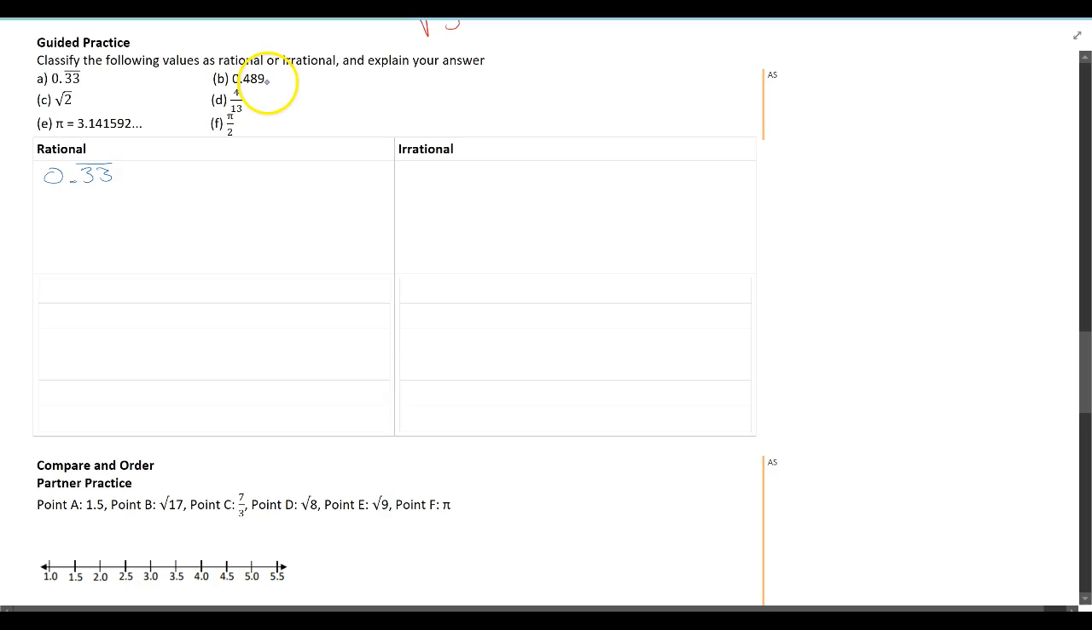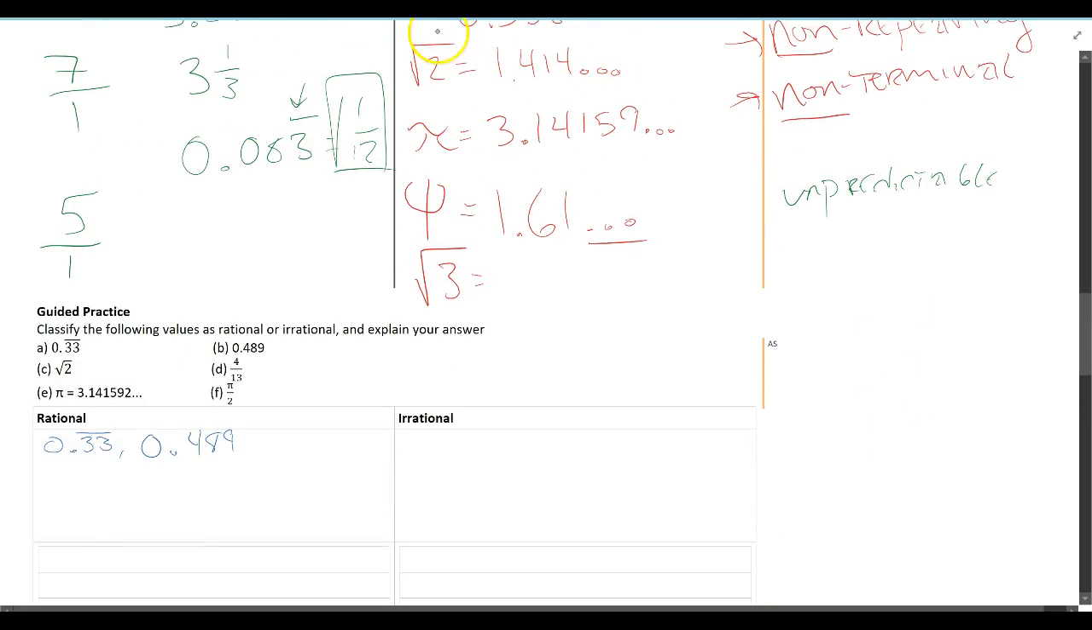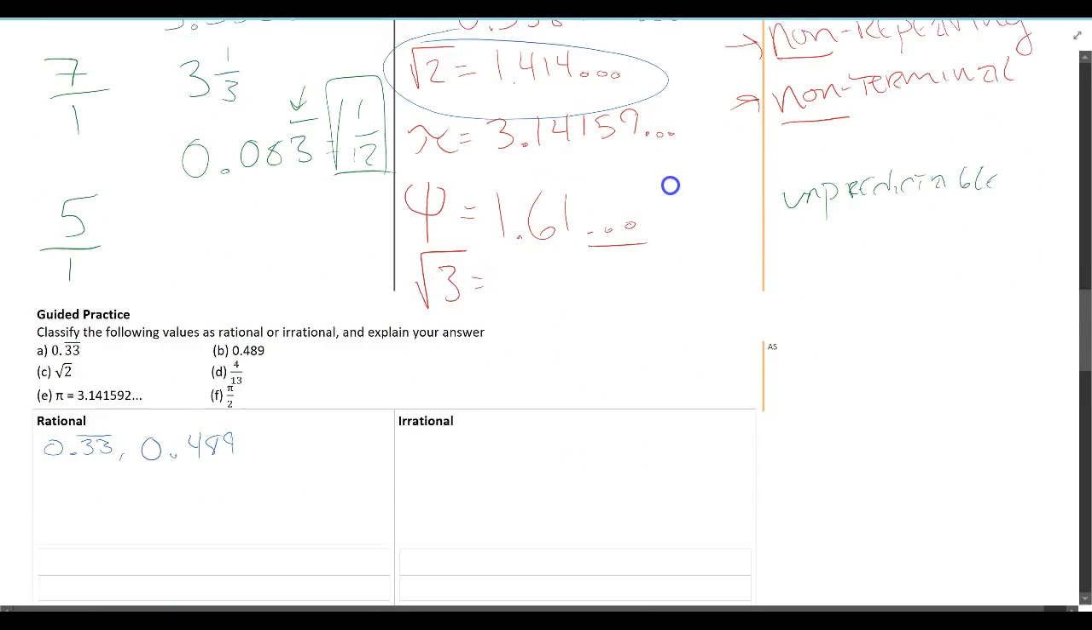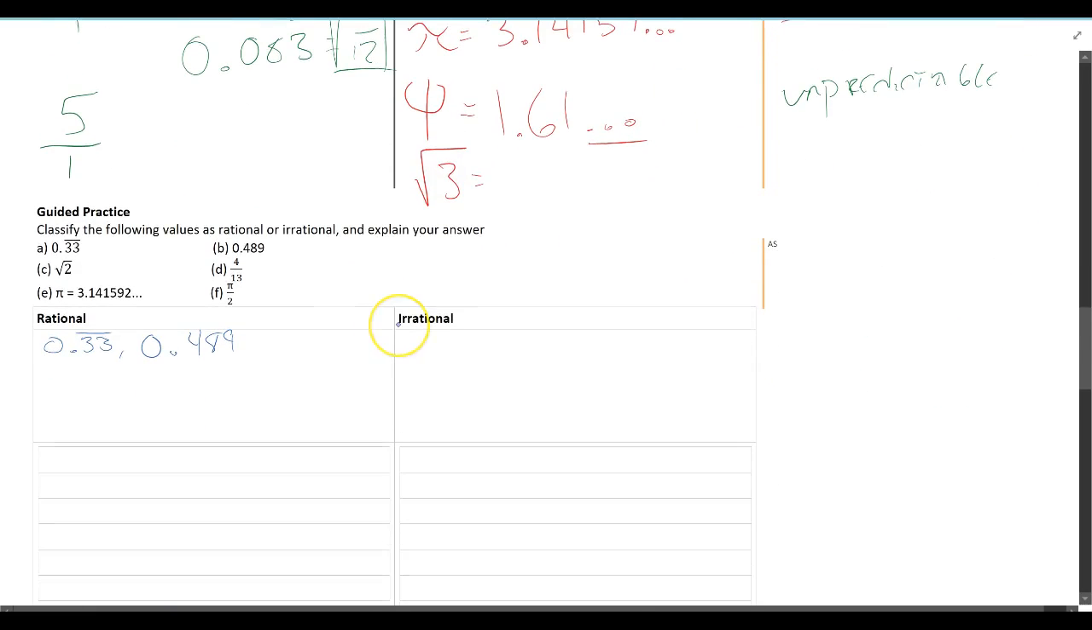So now let's move on to B. 0.489. There is no ellipsis here, which means that it ends at 9. It's done. So we're going to include B as well, 0.489. Then we look at the square root of 2. I literally used that as an example right here for something that is irrational because it doesn't end. It's non-terminating, non-repeating. So I say radical 2, or the square root of 2.